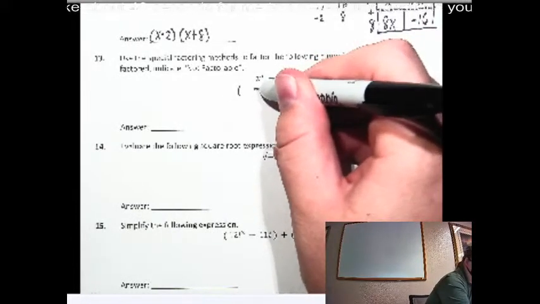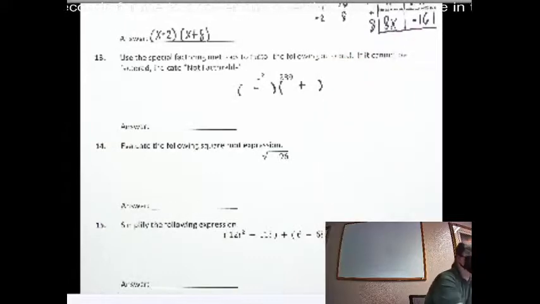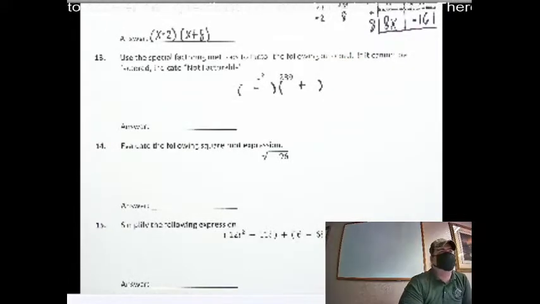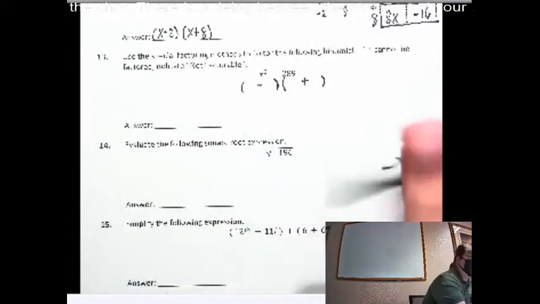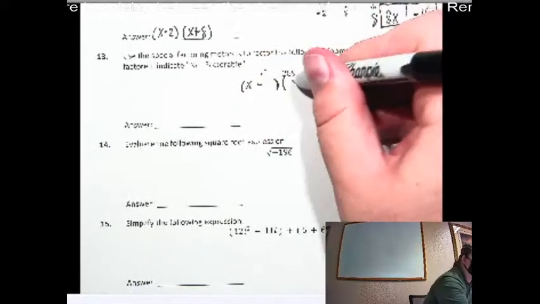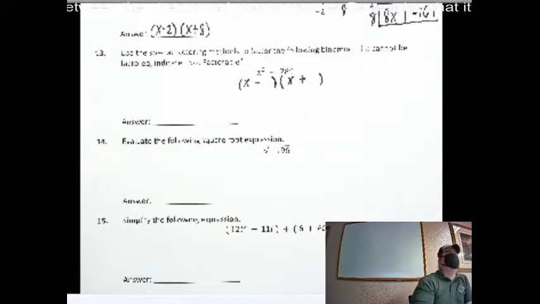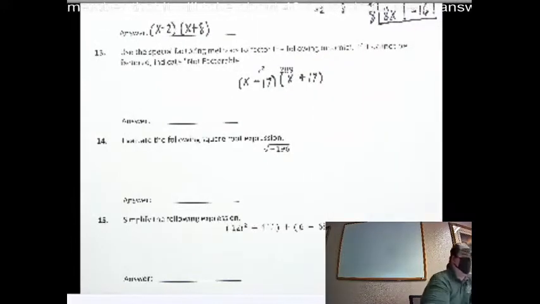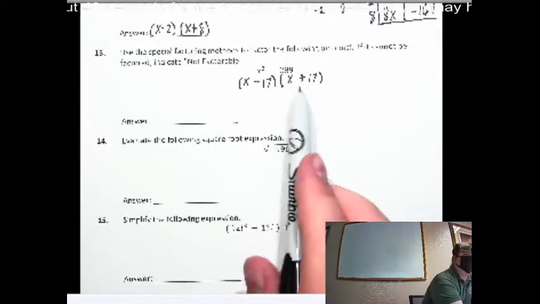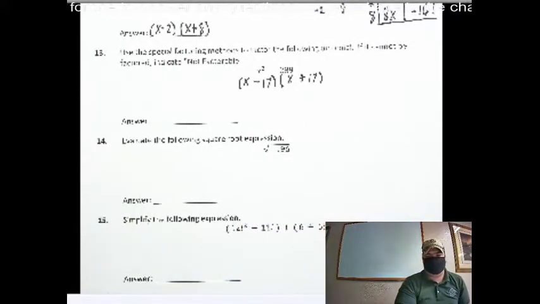One of them is going to have a minus in the middle. One of them is going to have a plus. And then we fill in the blanks with the square roots of these numbers. So the square root of x squared is x. So that goes there and here. And then the square root of 289 is 17. So that goes here and here. And there's our factored form. X minus 17 and x plus 17. Any questions?